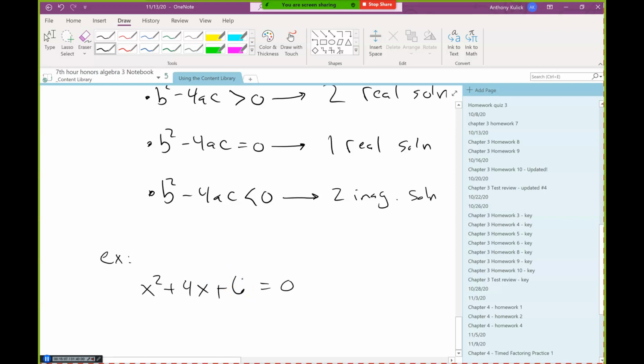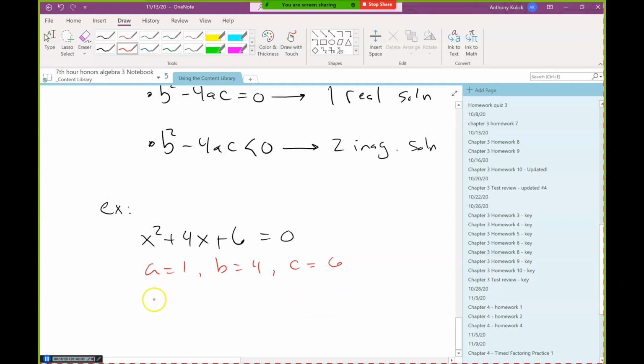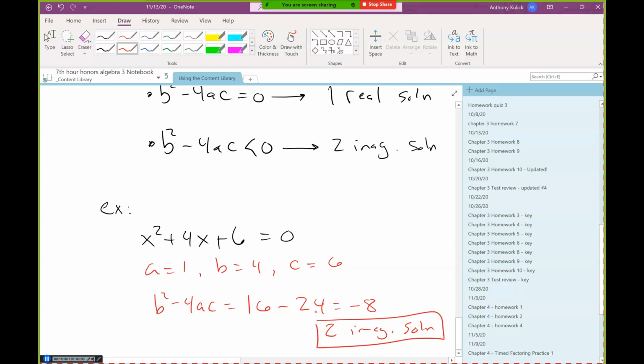So let's say we have x squared plus 4x plus 6 equal to 0. So the a here is 1, the b here is 4, and the c here is 6. My discriminant is going to be 16 minus 4 times 1 times 6, so that's 24. So I get negative 8. And since that's negative, I know I'm getting 2 imaginary solutions out of this thing if I were to choose to solve it. Sometimes just knowing what the solutions are going to look like is enough.